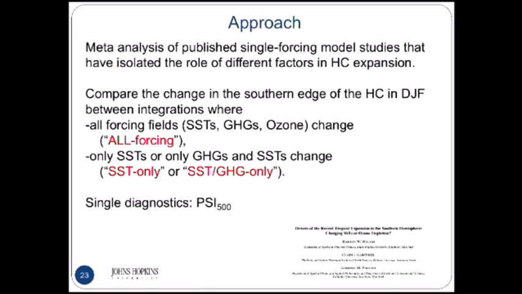And so what I did is I found all these studies that had done single forcing, so runs where they'd isolated one forcing and calculated the expansion of the Hadley cell. And it turns out there were several who had done it with all forcings changing. I'm going to call it all forcing. And they'd also looked at runs with either just the SSTs or maybe SSTs and greenhouse gases only changed. And I'm only focusing on one metric because this was the only common metric that they'd all done. And this was published a couple of years ago.